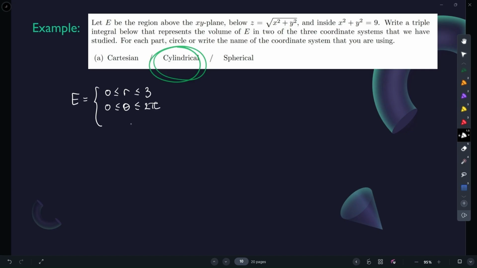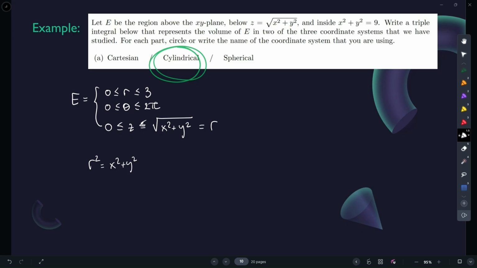The z coordinate, though, is going from 0 to the square root of x squared plus y squared, which I have to convert to radius and theta, but I know that r squared is x squared plus y squared. So if I substitute r squared inside the square root, I'm just going to get r, because the square root of r squared is just r. So all in all, I have those equations.